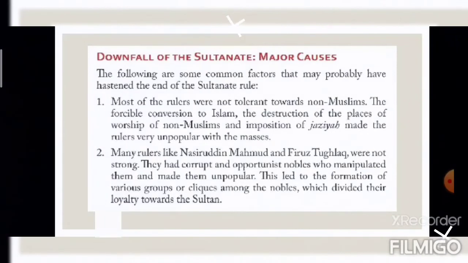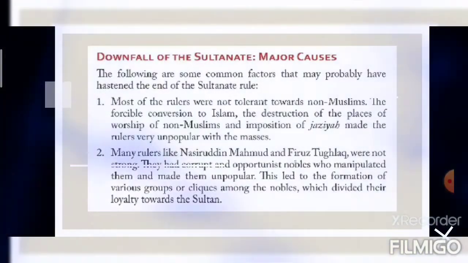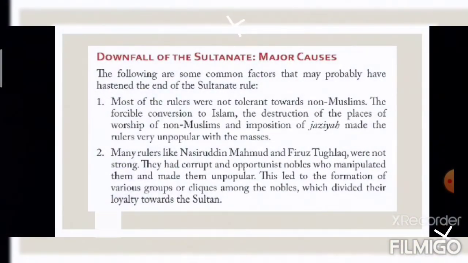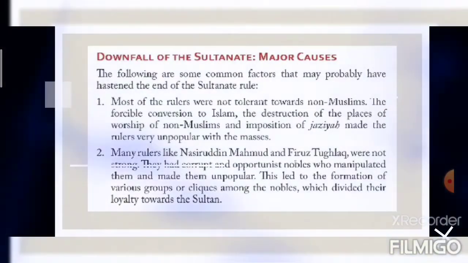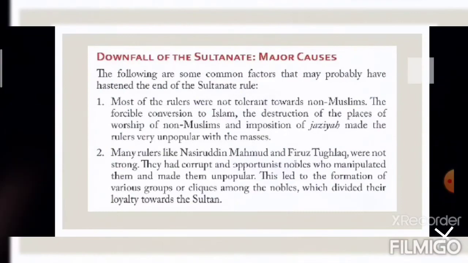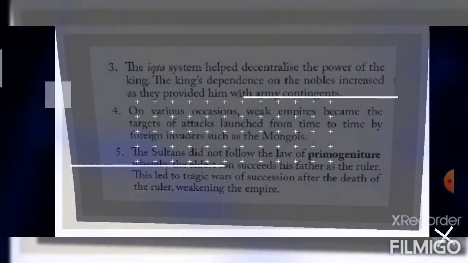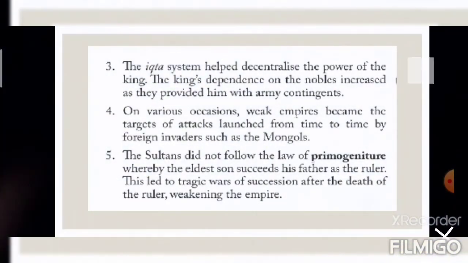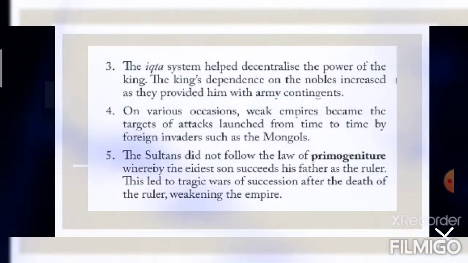Many rulers like Nasiruddin Mahmud and Firuz Tughlaq were not strong. They had corrupt and opportunist nobles who manipulated them and made them unpopular. This led to the formation of various cliques among the nobles, which divided their loyalty towards the Sultan. Next is the Iqta system, which helped decentralize the power of the king. The king's dependence on the nobles increased as they provided him with army contingents.